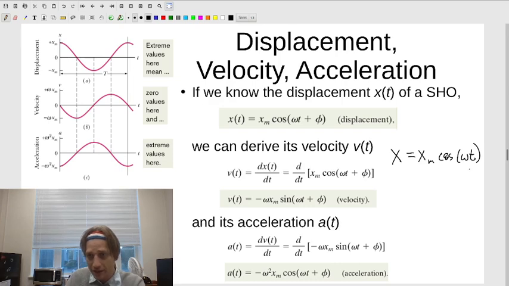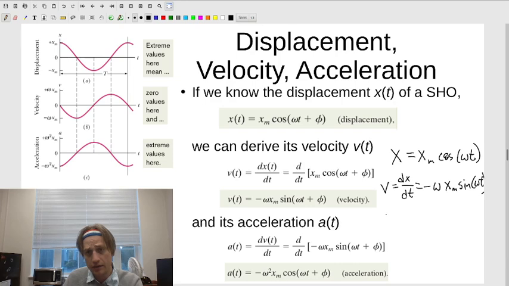So if I want to take the derivative of this, I've got to use my chain rule. So the derivative of the thing on the inside gives me an extra omega. The derivative of cosine is minus sine. So my v here would be dx/dt, which is equal to minus sine, and then there's an extra omega that comes out when I take the derivative of the thing inside. So it would be minus omega xm sine omega t.